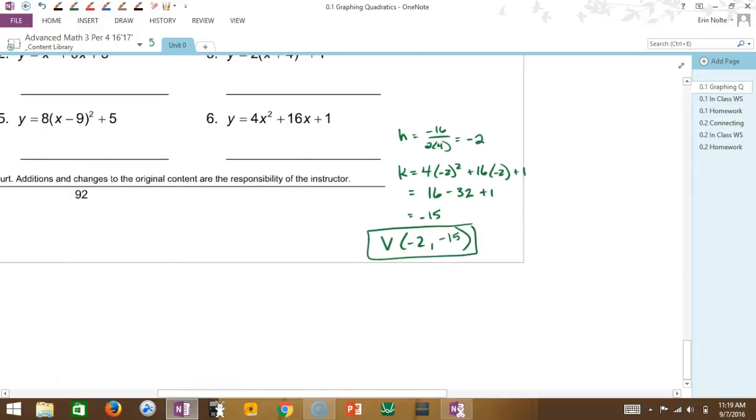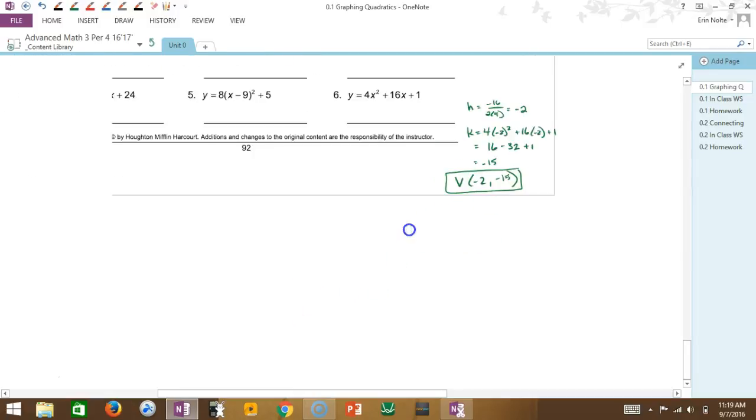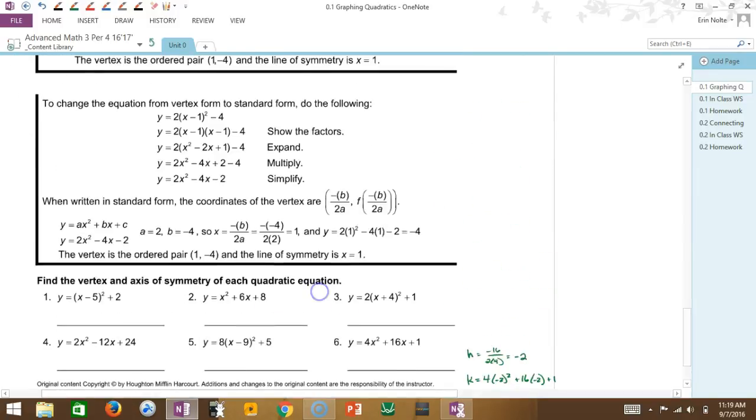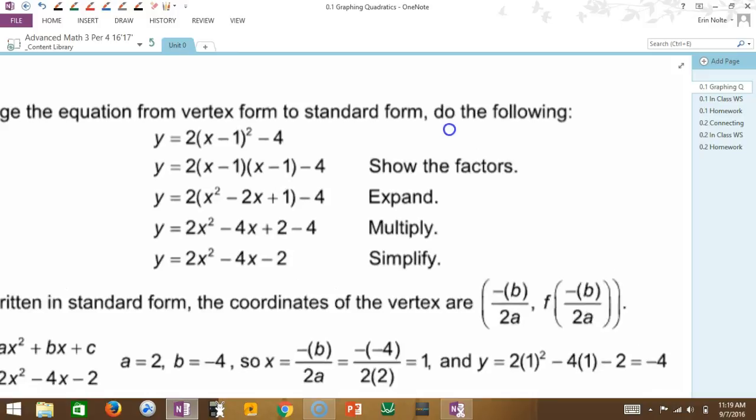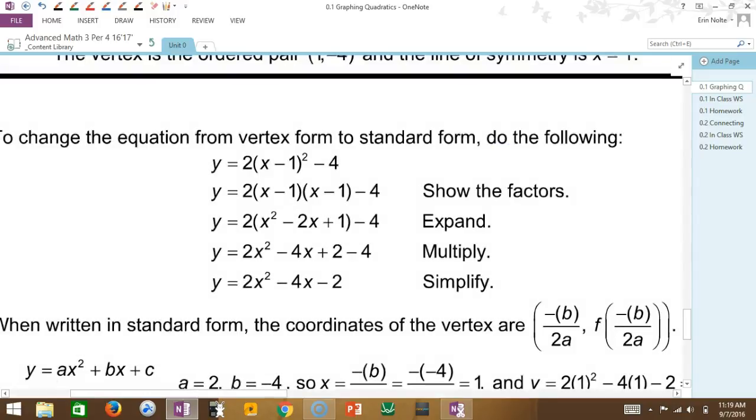Okay. So the last piece of information here is they're going to ask you potentially to go from vertex form to standard form.